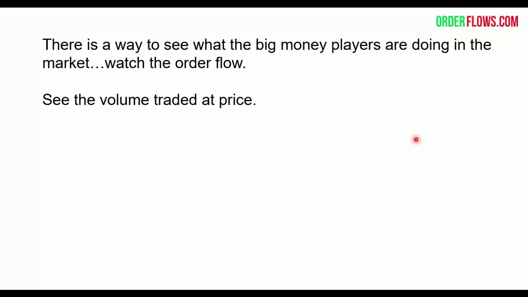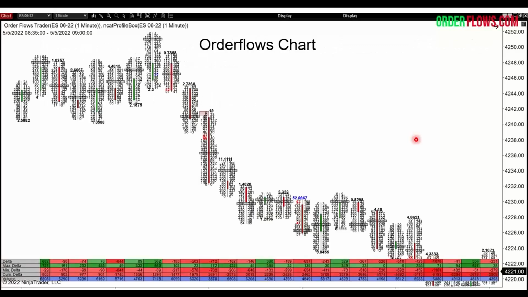Now, there is a way to see what they're doing, and that's by watching the order flow. And really, what is order flow? It's volume traded at price. And this is an order flow chart. Okay, this is what they call a footprint. Now, there's different ways to look at order flow. You could look at order flow from a footprint chart, which is what this is.